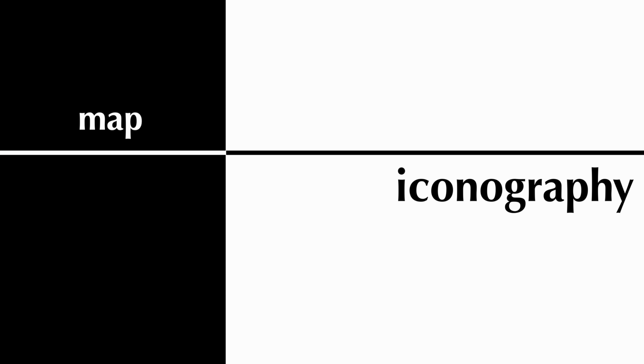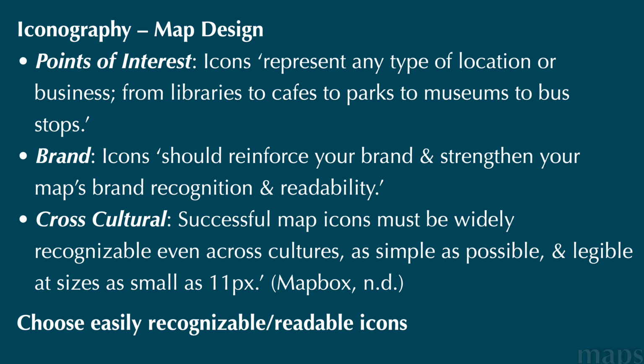In terms of iconography, you want to think about points of interest, POIs. Your various icons you choose represent any type of location or business, from libraries to cafes to parks to museums to bus stops, depending on what your map is about. If you're using maps to enhance your brand, the icons that you use should reinforce your brand and strengthen your map's brand recognition. If it goes against your brand, that's obviously bad news.